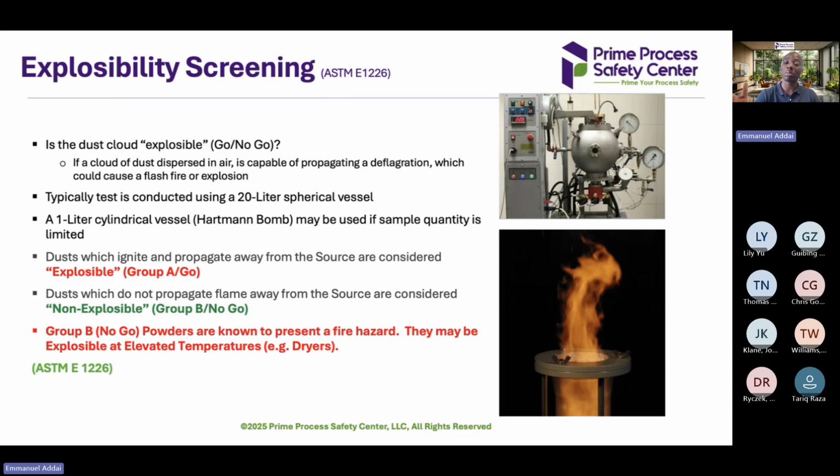Or you can use the maximum pressure, which will be released after ignition. If the pressure is greater than 1, we consider the material explosible. If it is less than 1, we consider it non-explosible. So this is the first test that needs to be conducted if you don't know anything about your material.